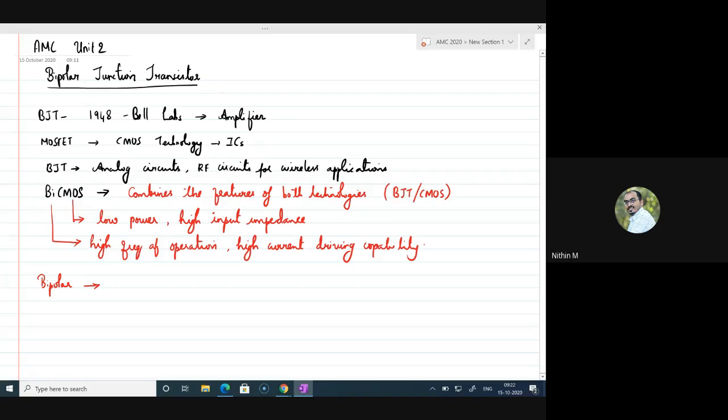Why bipolar? All right, two poles cannot be interchanged. Which are the two poles? Current conduction is due to both electrons and holes.